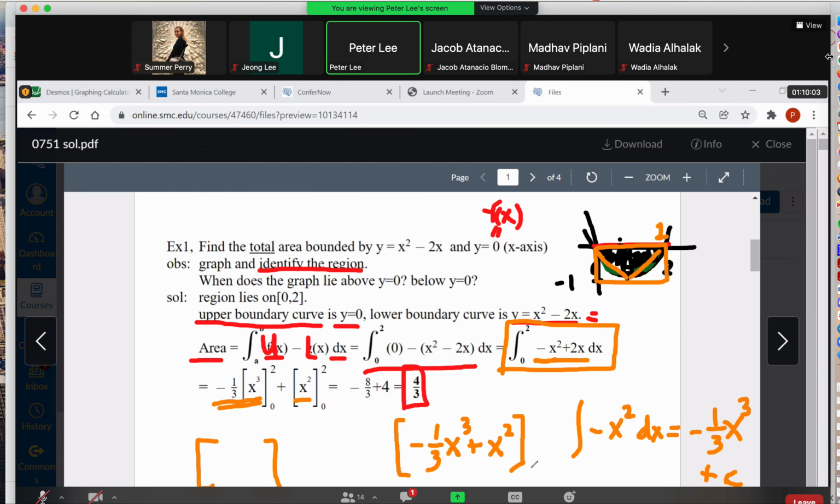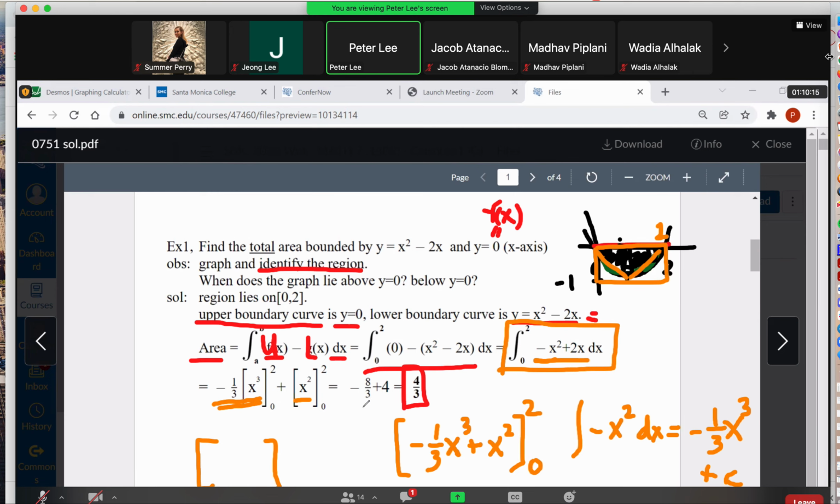Actually, in this case, you can just do it this way. Why? Because when you plug in 0, the whole thing will be 0 anyway. So if you write it like this, that's okay. And then plug in number 2 in there, then we get minus 8/3 and then plus 4, and that's exactly what you get. And then you get the number 4/3.